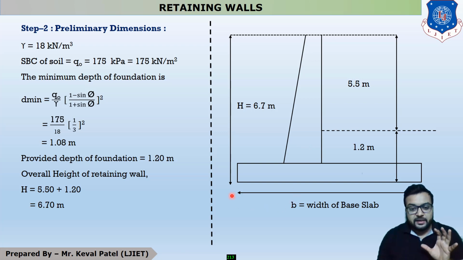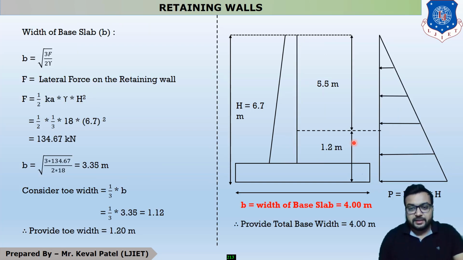After that, we have to find out the base slab width. So width of base slab is denoted by small b. You can see that this is the width of base slab. Okay. So the equation of width of base slab is b is equal to under root 3F upon 2 gamma. In your book, it is denoted as under root 3P upon 2 gamma.